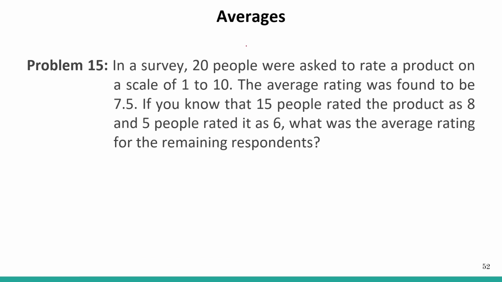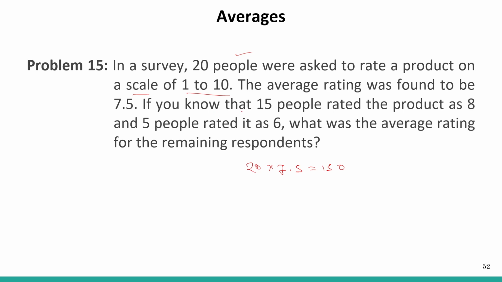So in a survey, 20 people were asked to rate a product on a scale of 1 to 10. So the average rating was found to be 7.5. Okay. 20 people were asked to rate a product. Okay. And average was 7.5. So 20 into 7.5 is equal to 150. Okay, so the average rating was this much.